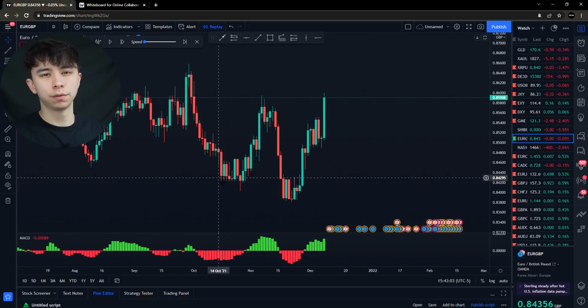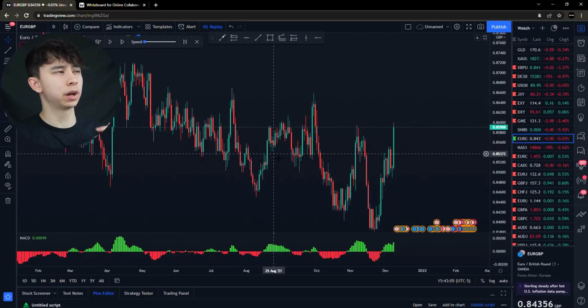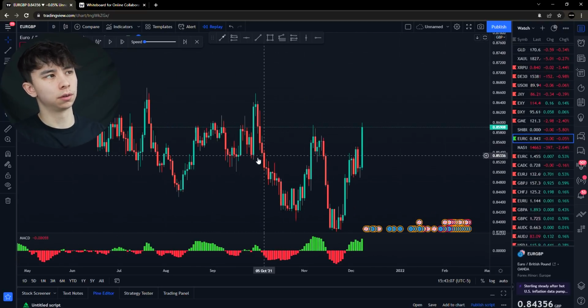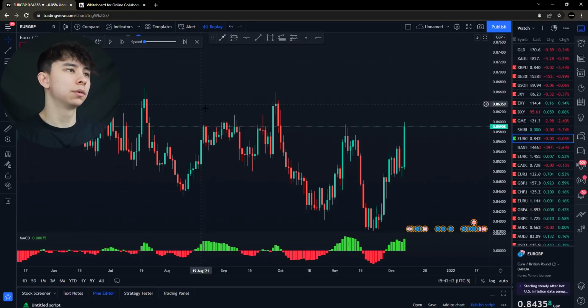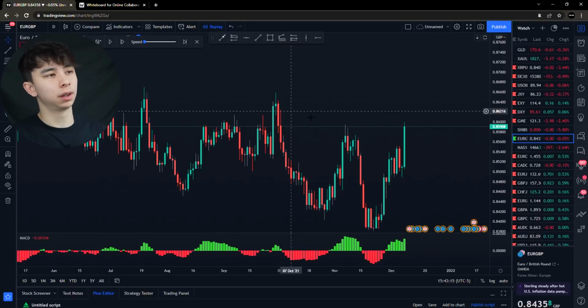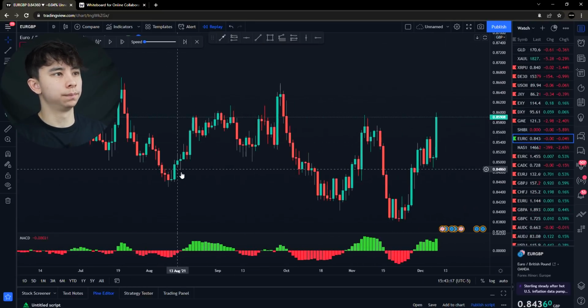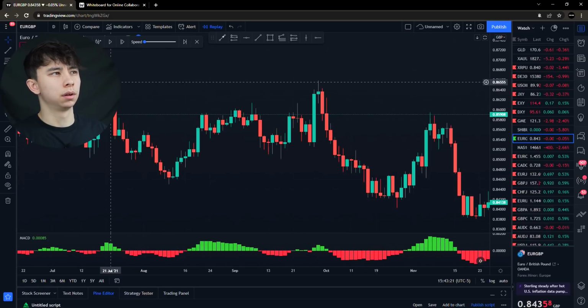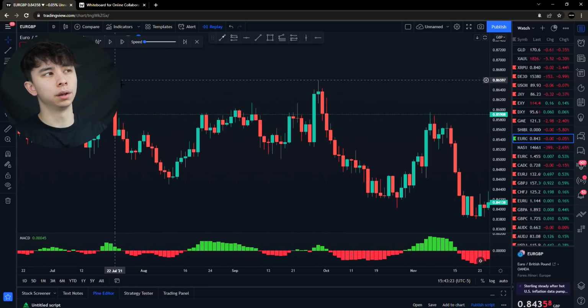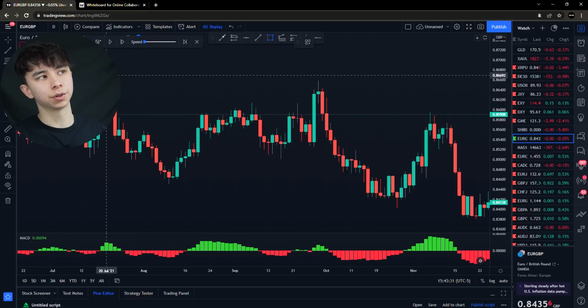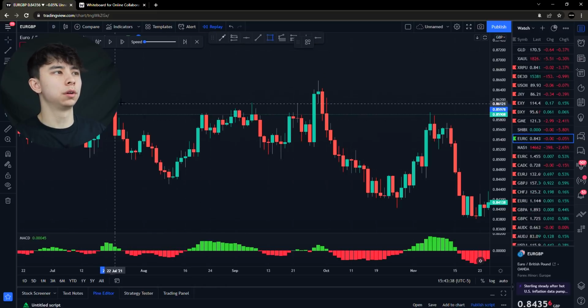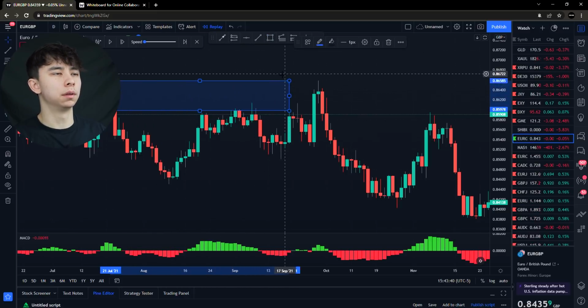Okay, so what you want to do for this trick is jump to the higher time frames. We'll use the daily as an example. And you want to mark out the major engulfing candles of the trend. So for example, this is an engulfing candle here. An engulfing candle is when a candle swallows, or engulfs, or takes over the previous opposite candle. So this is a green candle, so you want a red candle engulfing the full body and the wick of the previous candle. So you're just going to mark out this candle.